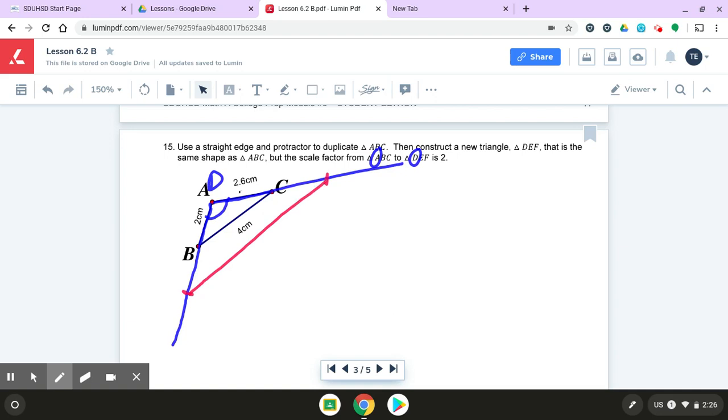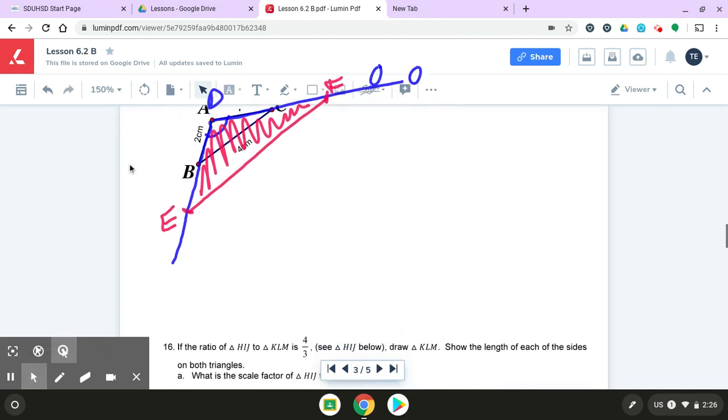Where C was, it's mapping onto F, so we put an F here. And where B was, it's mapping onto E, so we made an E here. And then right here, I have a triangle that is twice as big. So I just kept one of my angles and extended the sides. You would also be able to copy down an angle if you're doing it on paper with a protractor, and then make the sides twice as long. That would totally work. Here we go, next one.